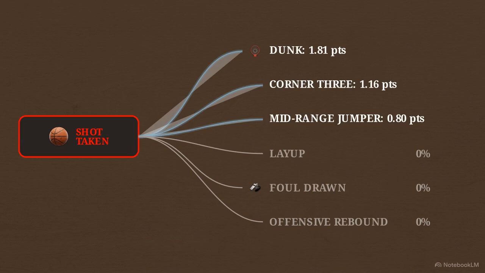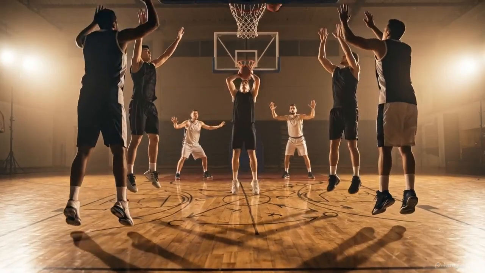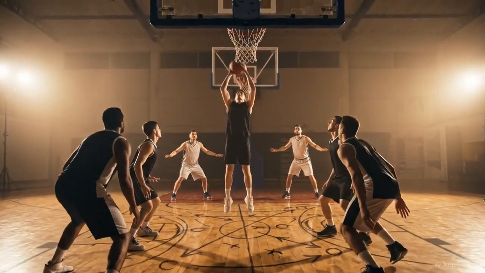As this updated tree shows, taking an ordinary mid-range jumper nets an expected value of 0.80 points. But by taking it early, you mathematically eliminate the path to a 1.81 point dunk or a 1.16 point corner three. Every voluntary mid-range jumper represents a massive surrender, a decision to hand high-value scoring possibilities back to the defense.